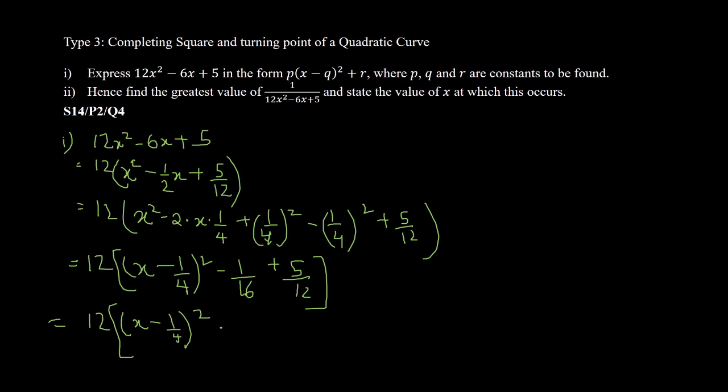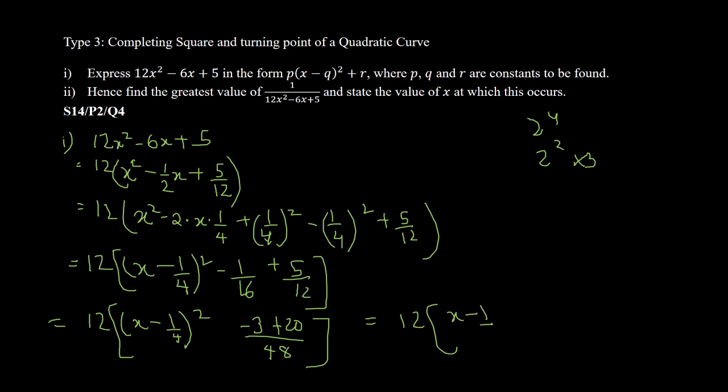So that we get, now what's the LCM of these two? It's pretty hard, right? So what we have to do in this case is that we actually have to use the, if this is 2 to the power 4 and this one is actually 2 square times 3, then it's going to be 2 to the power 4 times 3, which is going to be 48. Then this is going to be 3 minus 3 plus 20, so it is going to be 12 times x minus 1 by 4.